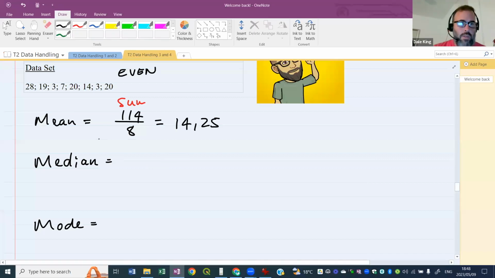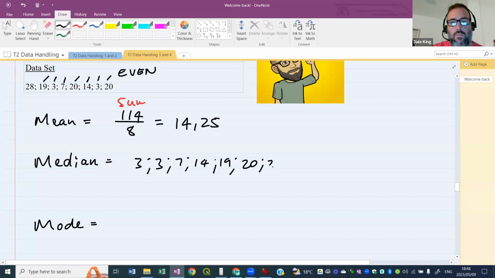And the median, obviously, we need to put this number set in order. So we're going to have 3, 7, see, if you don't cross it out, this is what happens. So 3 is done, 3 is done. Then I've done the 7. What comes next? 14. And then I've got 19. I've got 2 20s, and I've got a 28. All right, so I've got 8 in my data set. 1, 2, 3, 4, 5, 6, 7, 8. 8 in my data set. Yes, I'm good to go.